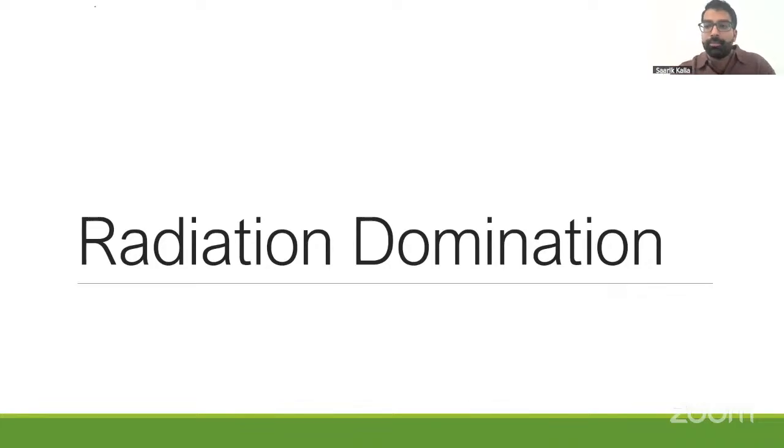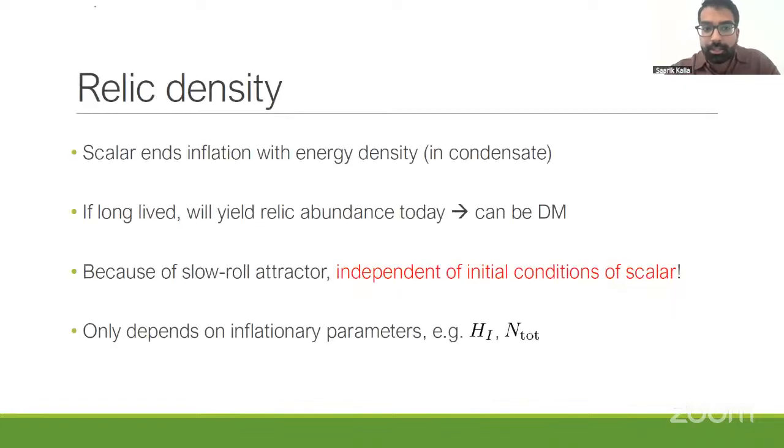Okay. Then now I'll talk about what happens after inflation, during radiation domination. The story we left off with in the previous part: the scalar field ended inflation with some energy density in it, in particular all in this condensate. If the scalar is long-lived, then this energy density will evolve and give you some relic abundance, which is around here today. And in particular, there are parameters for which this can be exactly the right amount to give you dark matter.